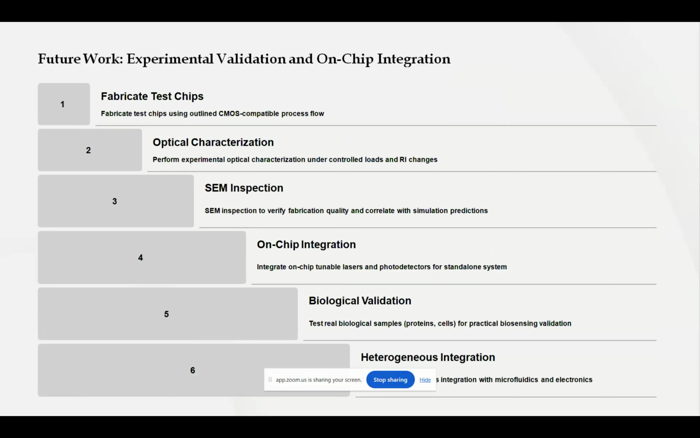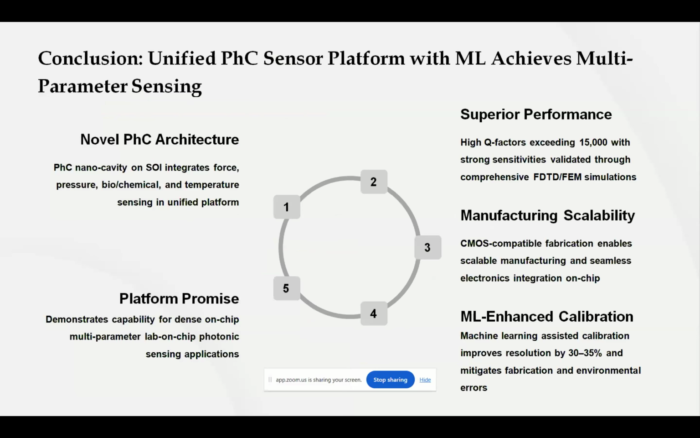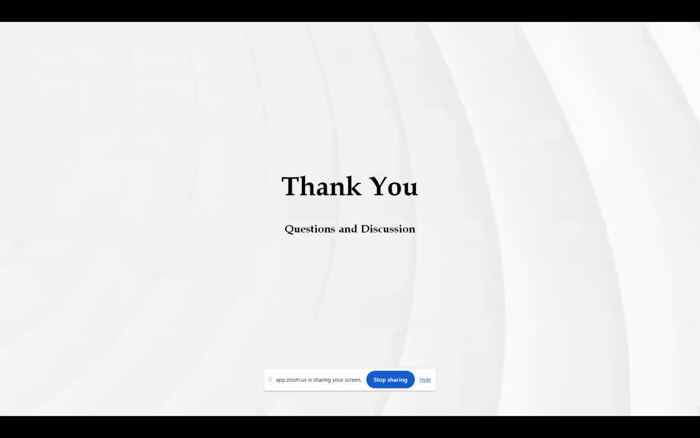Future work. In the future work, experimental validation and on-chip integration. The future work includes integration with on-chip systems. Lastly, in conclusion, this work presents a unified multi-parameter sensing platform with high sensitivity and machine learning enhancement. By using a novel photonic crystal architecture, the platform promises superior performance, manufacturing scalability, and machine learning enhanced calibration.